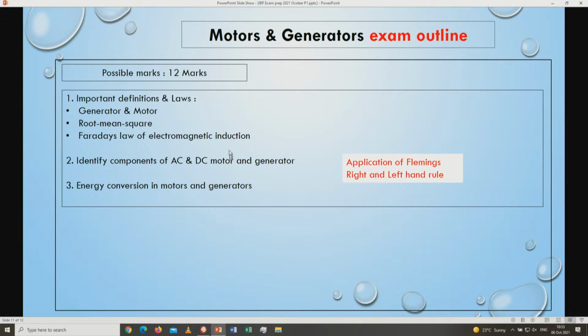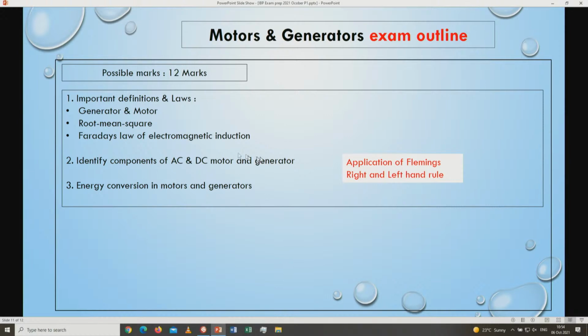The easiest way for me to identify a motor is to say it should have a power source. Once there is a power source, generally it is a motor. Once there is no power source, then it must be a generator. But it follows thereafter to say which type of motor it is. Is it an AC? Is it a DC? If it has split rings, what does that necessarily mean? If it has slip rings, what does that necessarily mean?